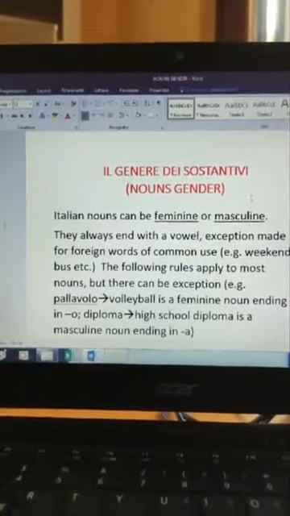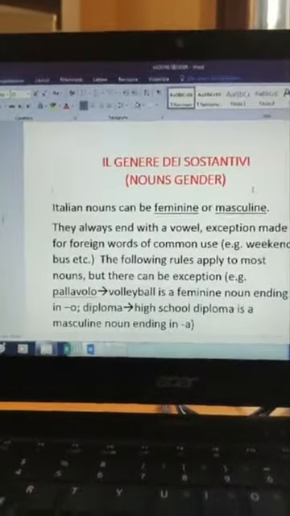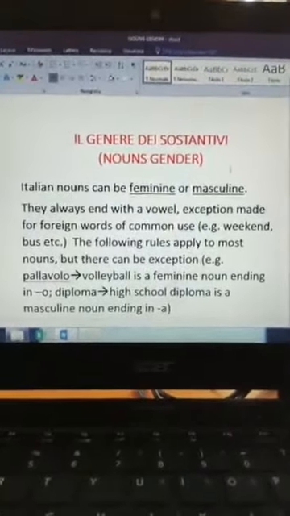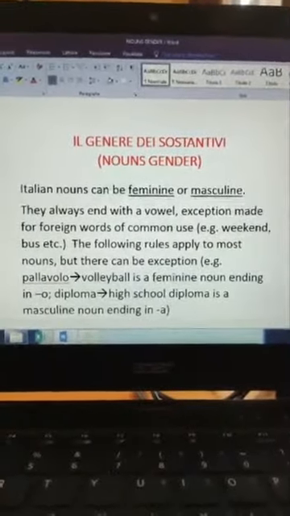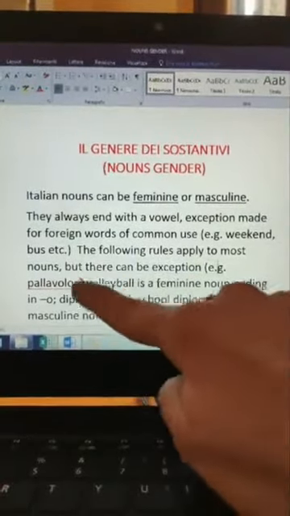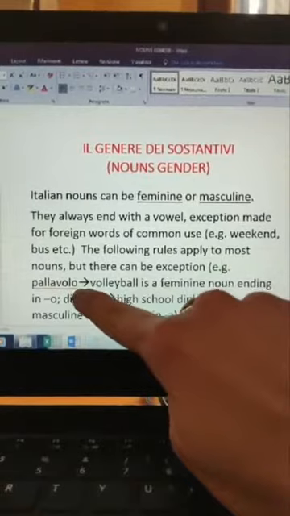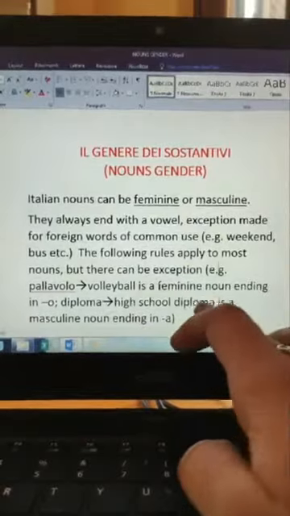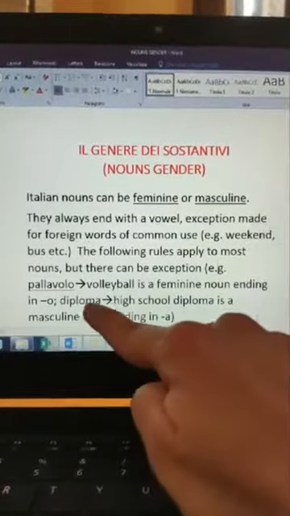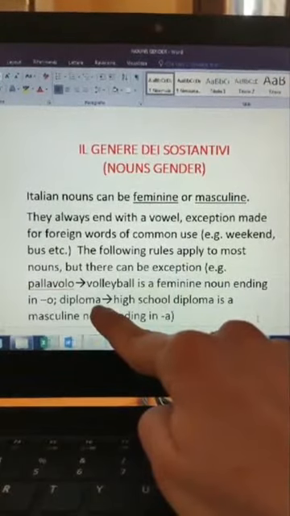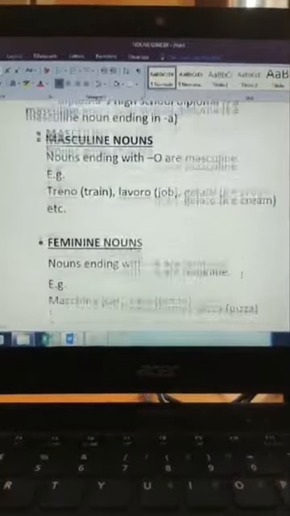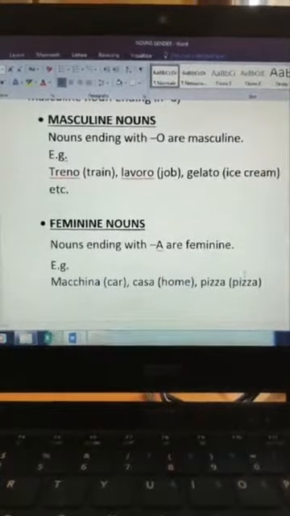And so I'm gonna show you now the general rules to distinguish feminine and masculine nouns, but of course there are gonna be some exceptions. So there is a word like pallavolo that means volleyball. Because it ends with an O, this is usually a masculine aspect of a word. In this case it is an exception because it's actually a feminine noun, and the other way around for diploma, which instead ends with the letter A, which is usually a feminine noun, but in this case it's masculine. Okay, so let's get on to the main rule.